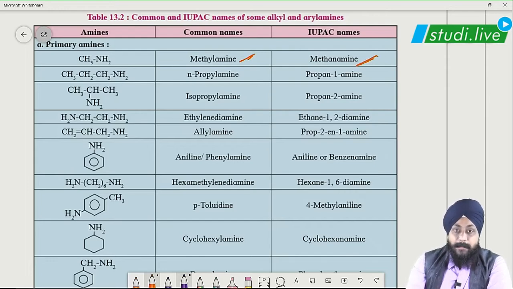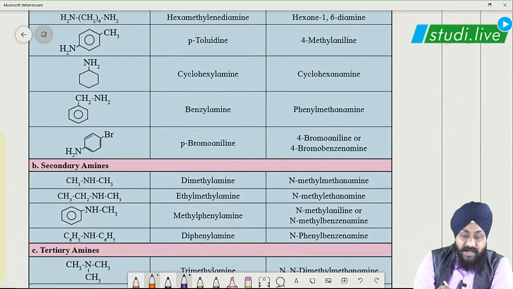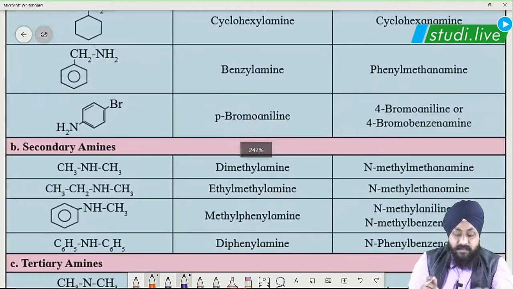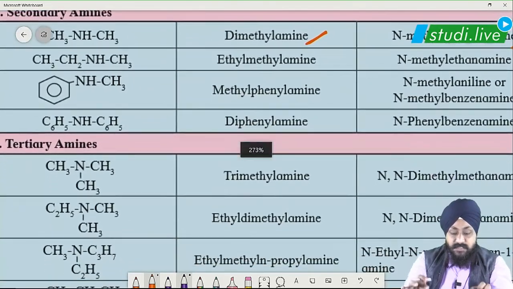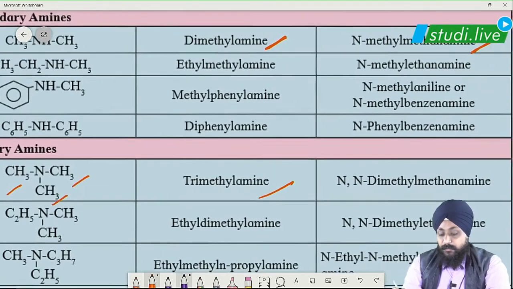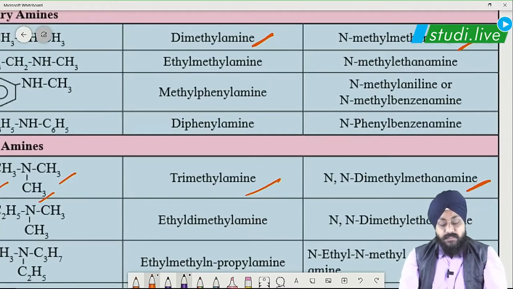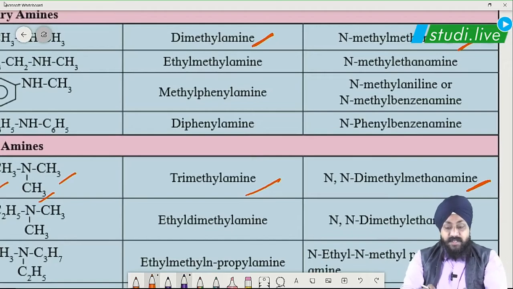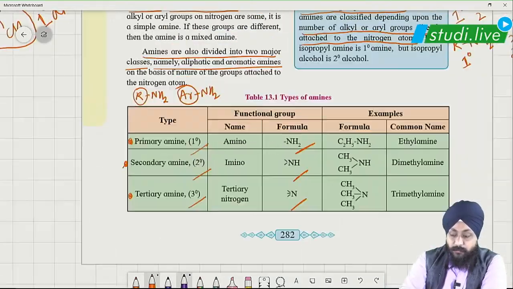Likewise, if I am talking about secondary, it is dimethylamine, and it is N-methylmethanamine. And then you write trimethylamine. There are 3 methyl groups, so it is trimethylamine, which is N,N-dimethylmethanamine. So this is all about the nomenclature. There are other examples also which you are supposed to do.